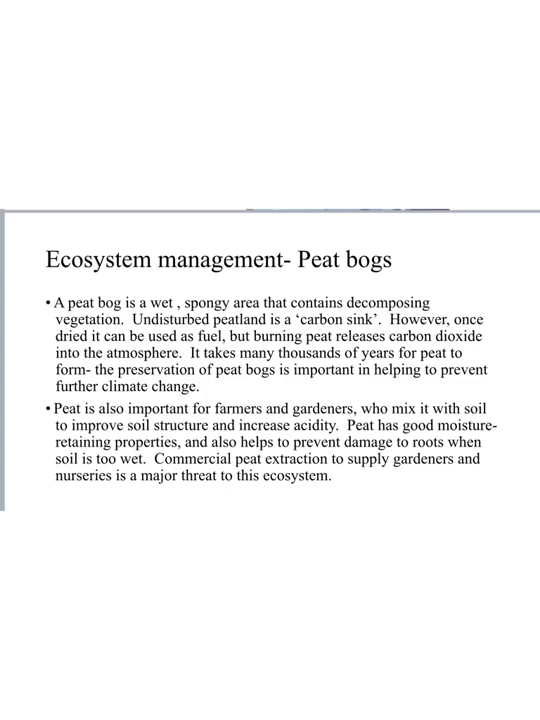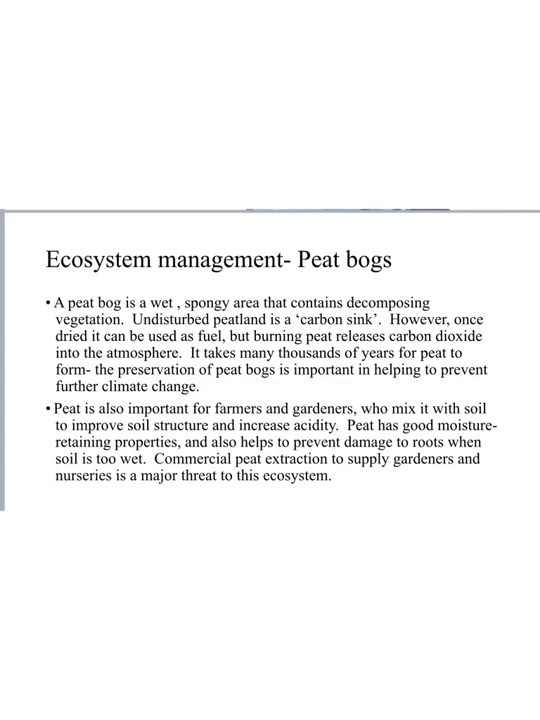Peat is also important for farmers and gardeners who mix it with soil to improve soil structure and increase its acidity. Farmers and gardeners use it if they've got specifically alkaline soils and they need to neutralise them. They add the acidic peat to neutralise it, and that's better for some plants. Peat has good moisture retaining properties and also helps to prevent damage to roots when soil is too wet.